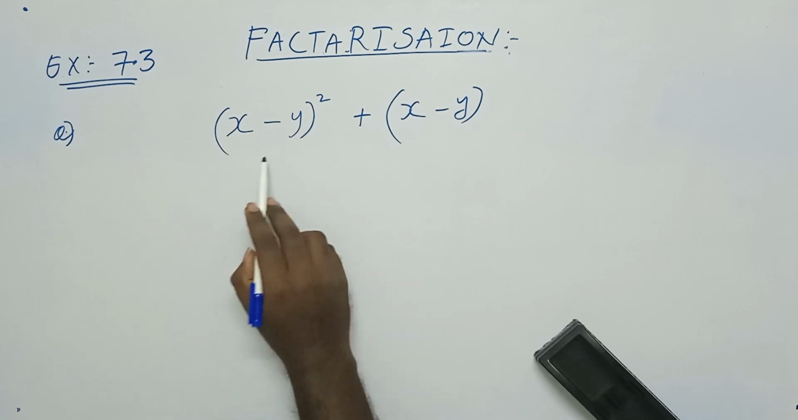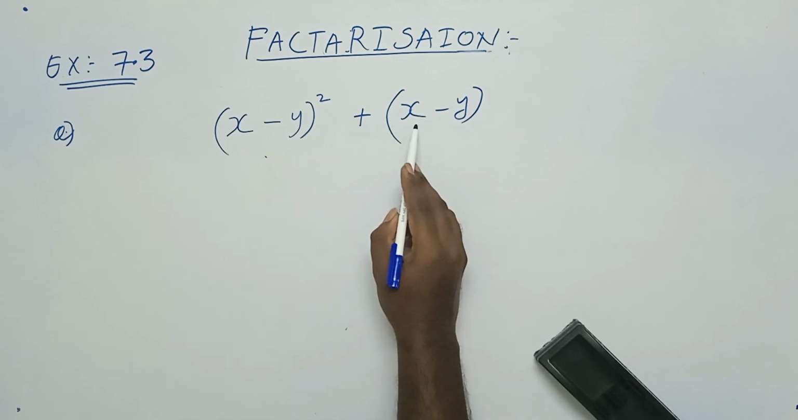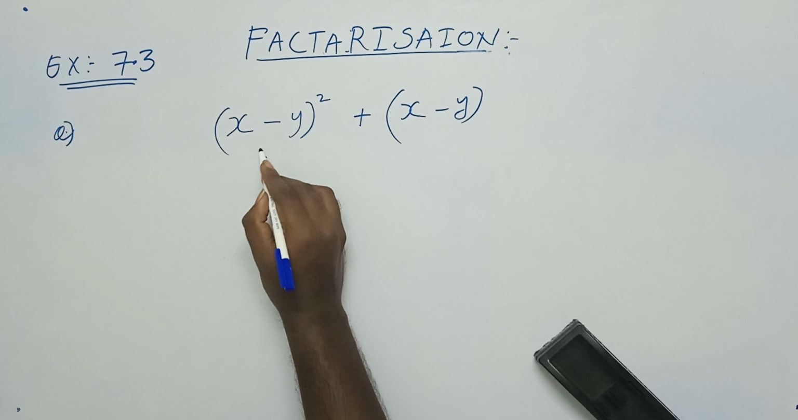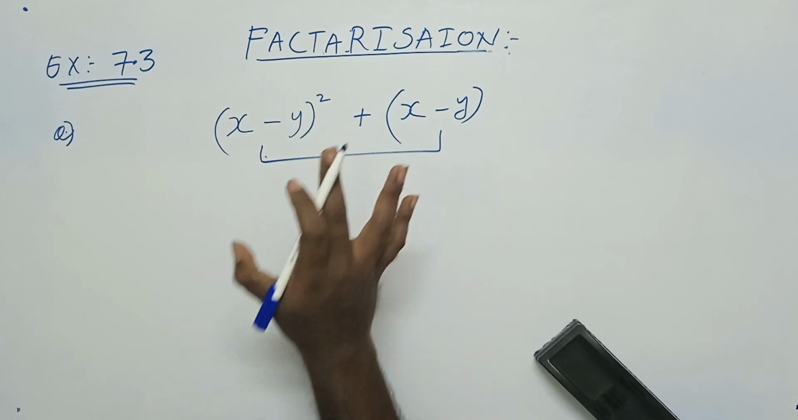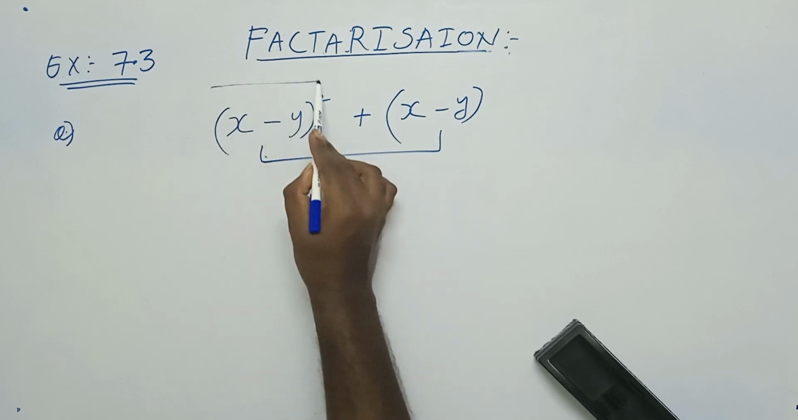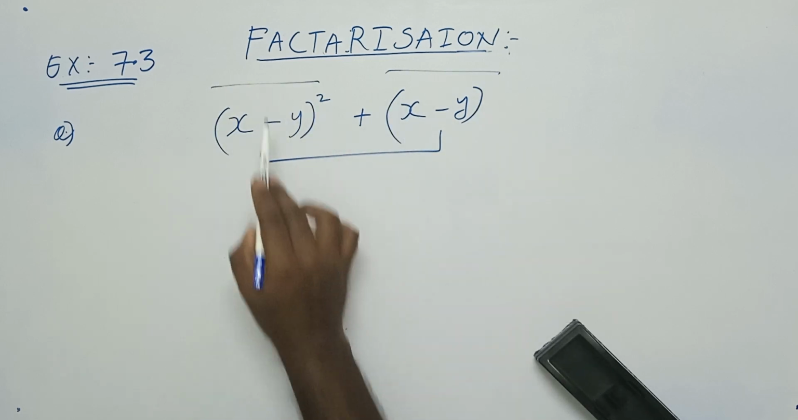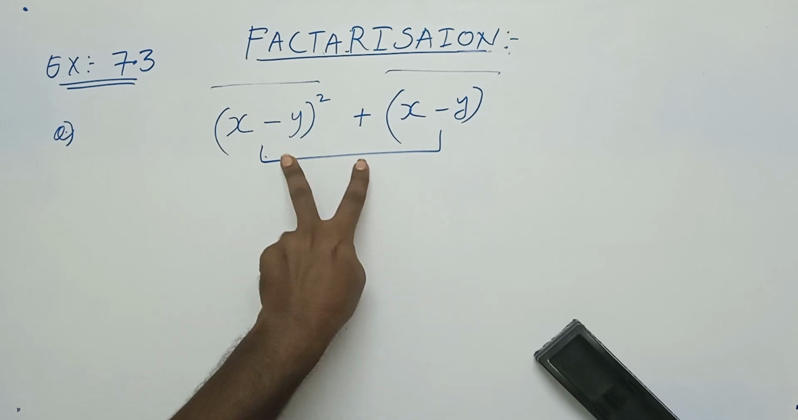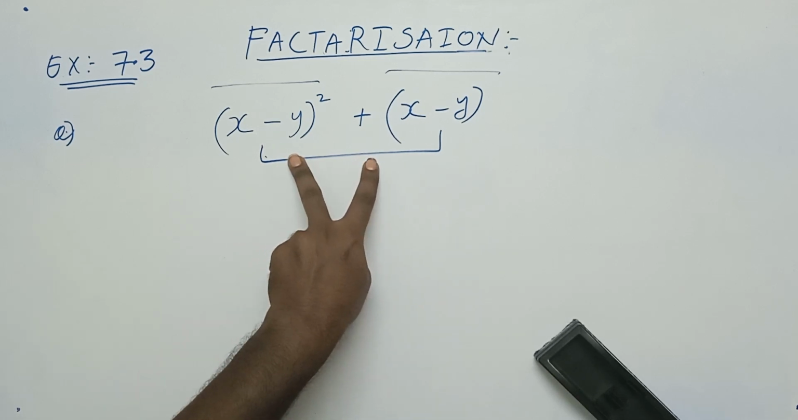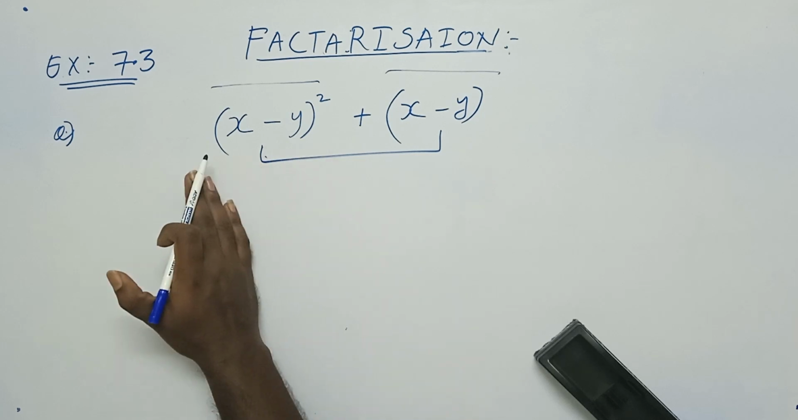So our next problem is (x minus y) whole square plus (x minus y). So we are going to find the factors of this given expression. First of all, we have to determine terms. So this is one term, this is another term. Now we have to compare these two terms by their HCF. That means we have to take common.